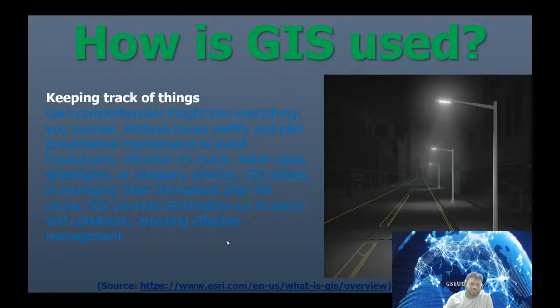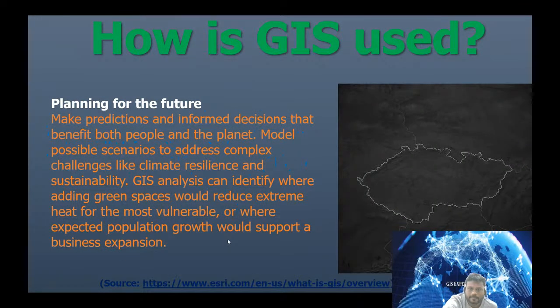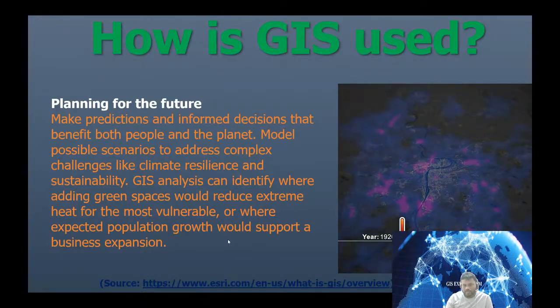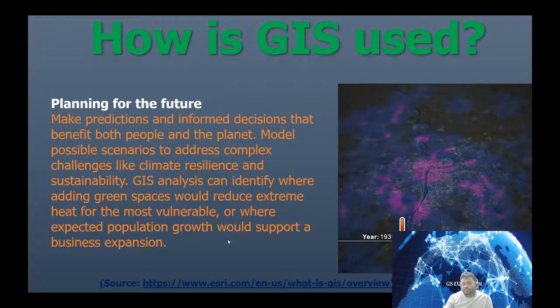You oversee, address issues swiftly, and plan preventive maintenance to avoid breakdowns. Whether it's roads, water pipes, street lights, or company vehicles, GIS assists in managing them throughout their life cycles. GIS provides information on locations and condition, ensuring effective management. So again, planning for the future, this will be more clear with this video.